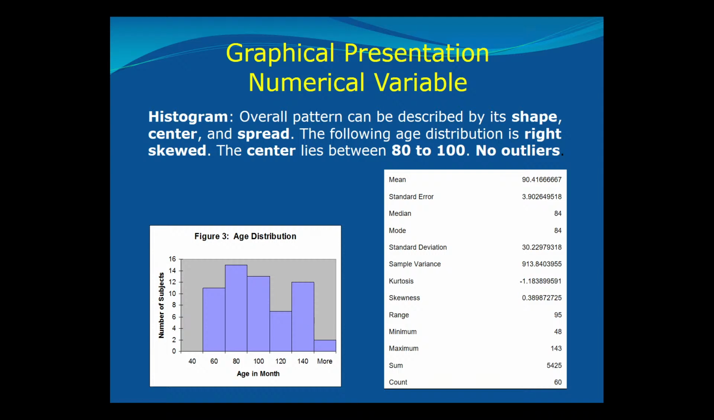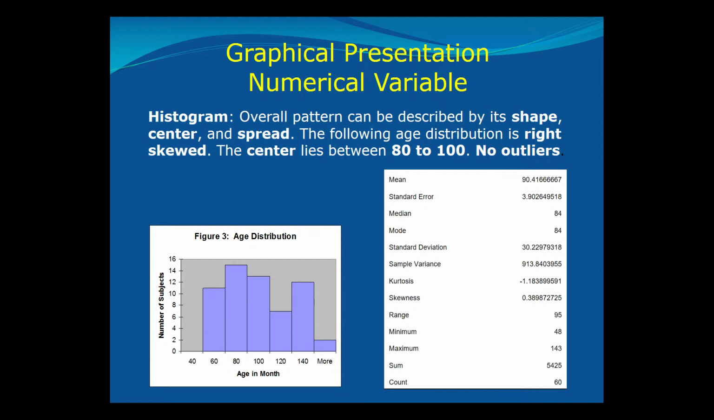But as usual, we analyze numerical variables. There are a lot of different methods, and one of them is by using graphs to depict numerical variables. Histogram or bar chart is the most often used. Overall, a histogram's overall pattern can be described by its shape, center, and spread.